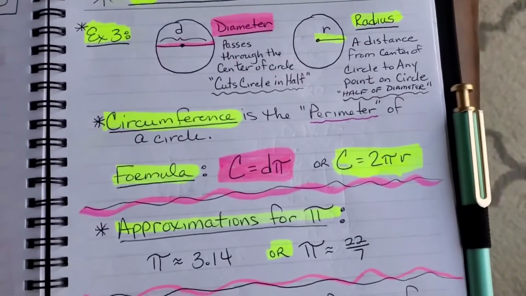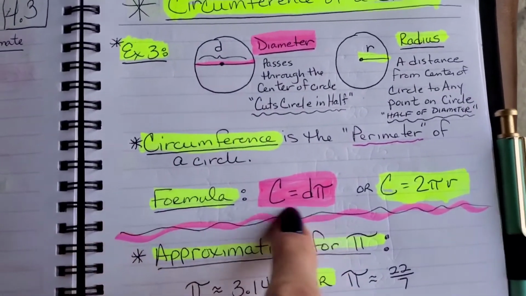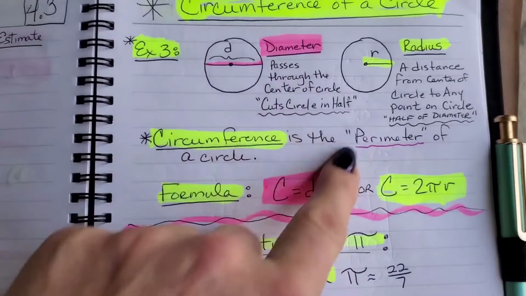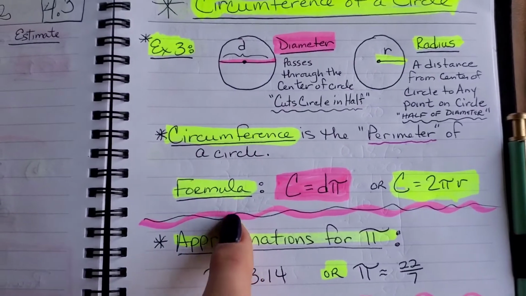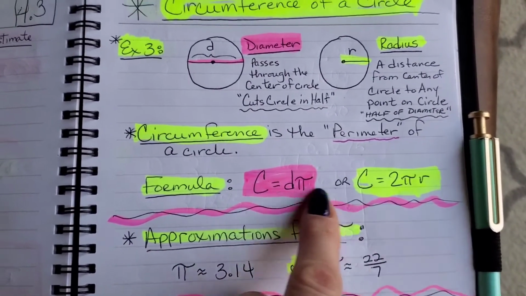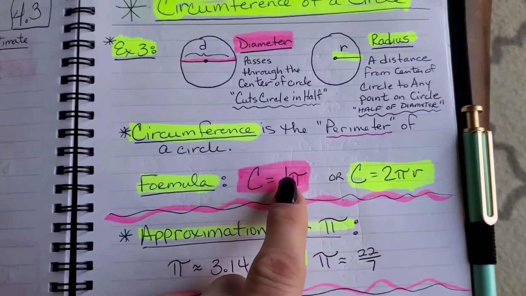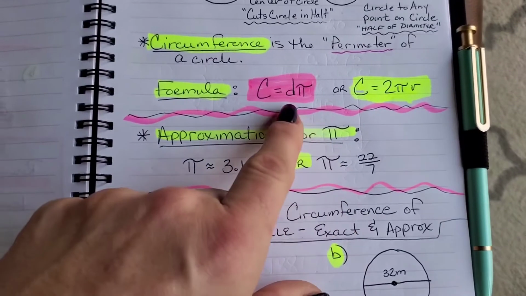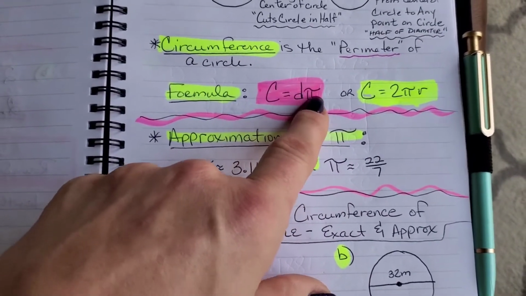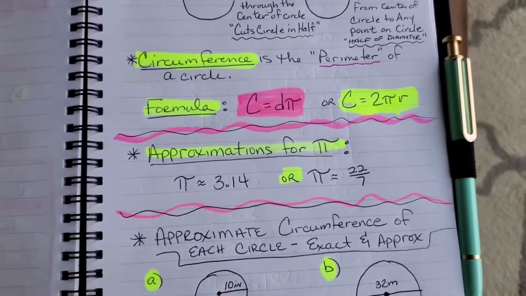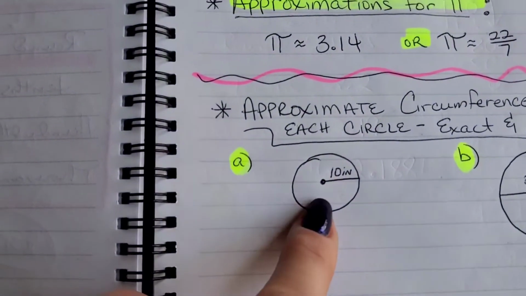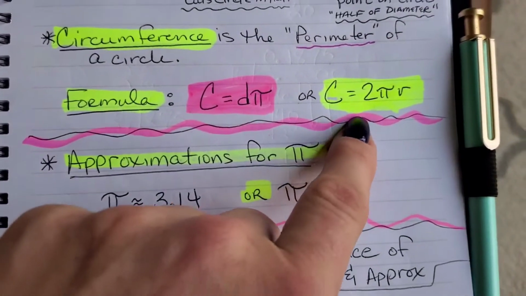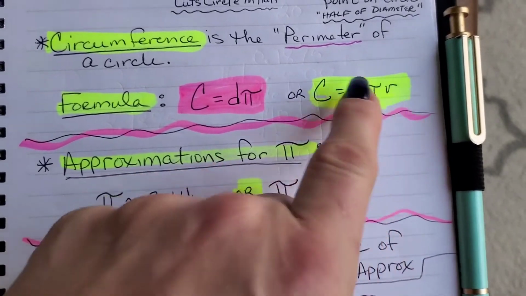This one is used less often than the 3.14. Let's backtrack and talk about the formula we can use. Circumference, remember, is the perimeter of the circle. Notice we have two formulas. Why do we have two? Because if they give you a circle with a diameter, we can just plug in that diameter times pi. But if they give you a circle with only a radius, then we've got to double that radius to make it the diameter.